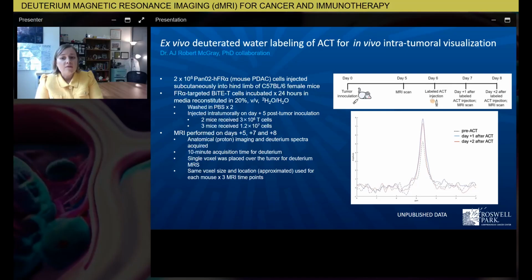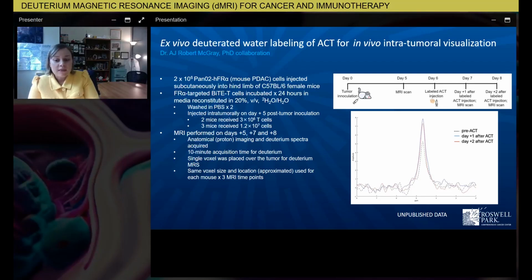In this model, we've inoculated the mouse with a tumor, and then we ex vivo labeled our cells, and then we put in varying concentrations of T cells, varying numbers of labeled T cells. For now, we injected them directly into the tumor, and we've been able to see the deuterium signal go up after the treatment and then subside afterwards. So in the dotted line on the right-hand side, you can see pre-ACT, the deuterium signal. Day 1 after ACT has been administered is blue, and then red is day 2.